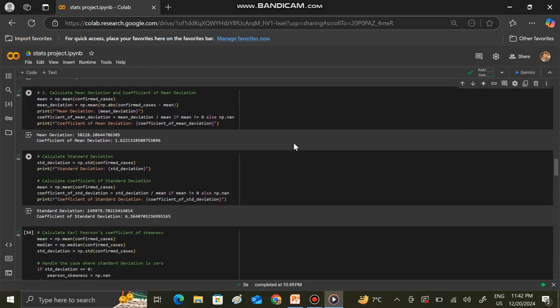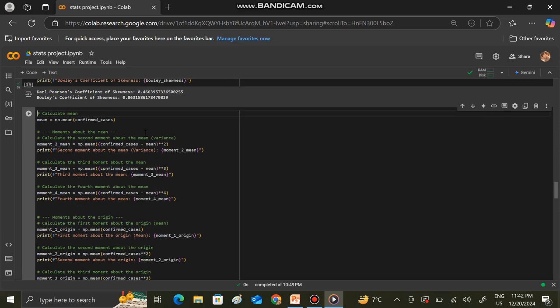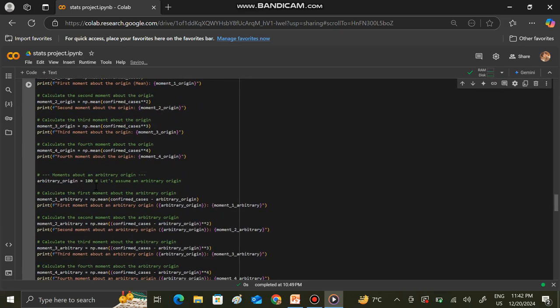Here we are finding skewness by Karl Pearson's and Bowley's coefficient. Calculating moments about mean, moments about origin, and moments about arbitrary origin. Here we are assuming an arbitrary origin because when we want to find out the moment about an arbitrary origin, we are trying to find out the moment around a specific point. And here we've assumed the specific point to be 100.